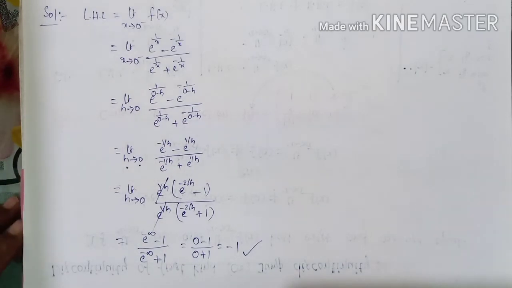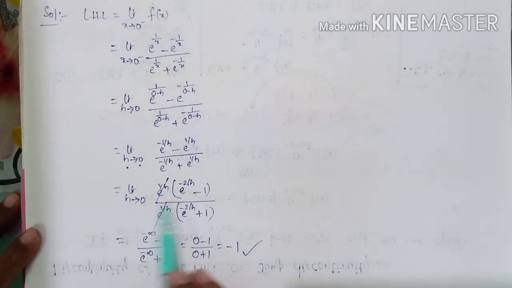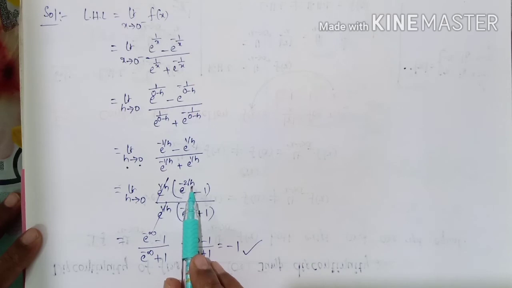Left-handed limit minus 1. So on substituting h is equal to 0, 2 by 0 is infinity. So it is e power minus infinity. E power minus infinity is 0. So 0 minus 1 by 0 plus 1. So left-handed limit is minus 1.